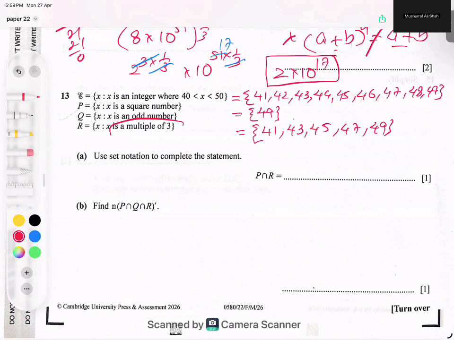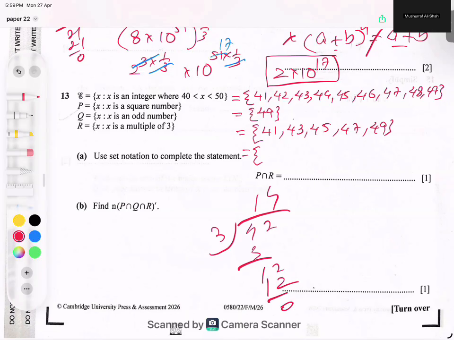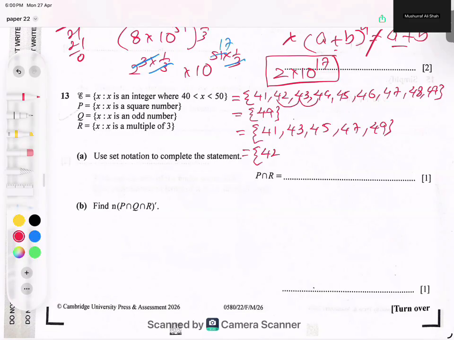Okay, lastly, multiples of 3. Those that come in the table of 3. How does it come in the table of 3? Check it, 42. 3 ones are 3, 12, 3 fours are 12. And the result is 0. It means this is possible. Let me start from 42. So after 42 comes 45, and then 48. So we have 3 numbers that are divisible. So I'm writing here R, I'm writing here Q, and P, and the universal set.